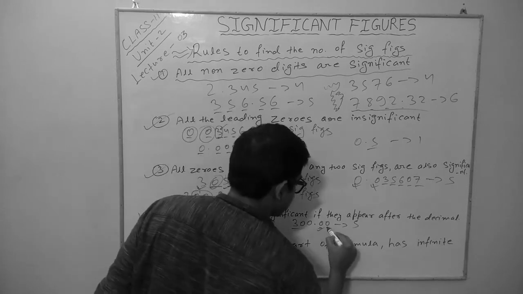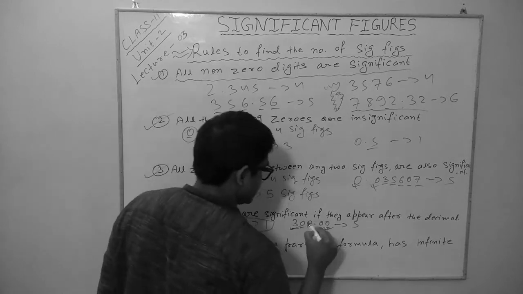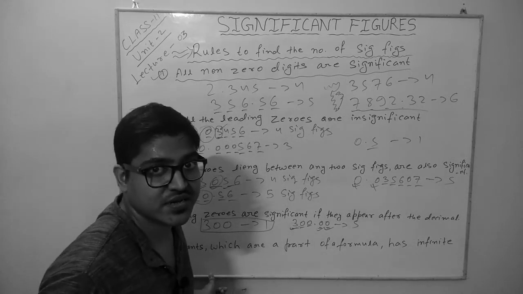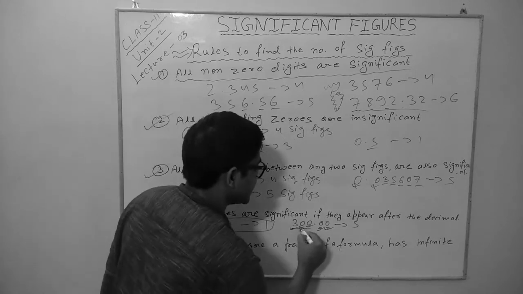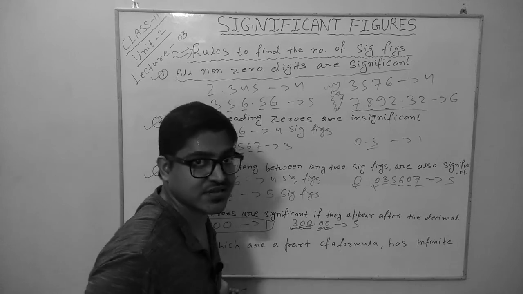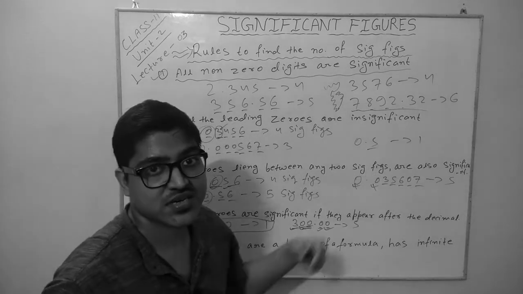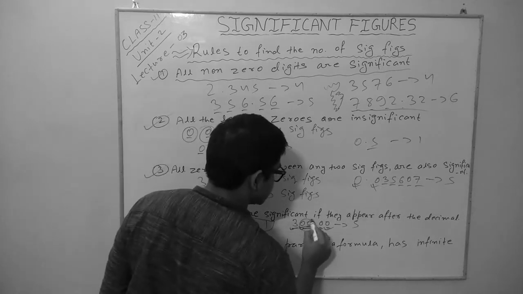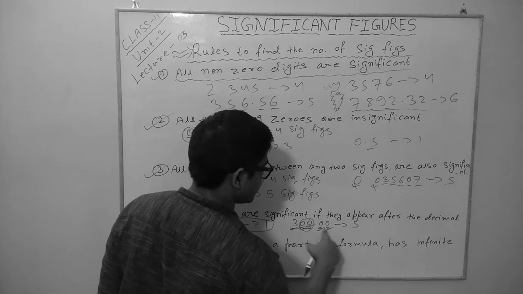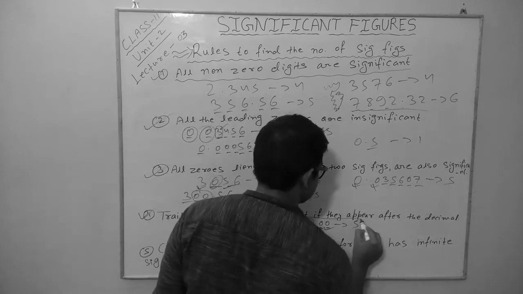So we know now that these 3 are sig figs. These two are also sig figs. Why? These two will automatically become sig figs because they are lying between sig figs, right? All zeros lying between any two sig figs are also significant. So these two zeros, since they are lying between significant figures, are also significant. So the number of significant figures in this case is 5.